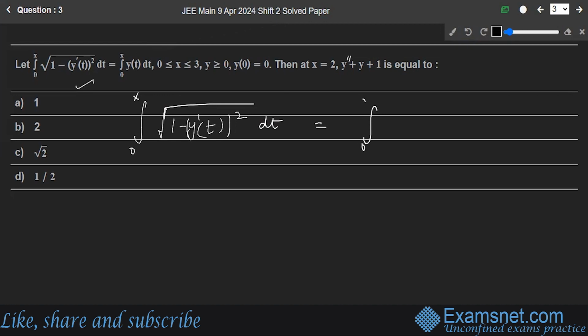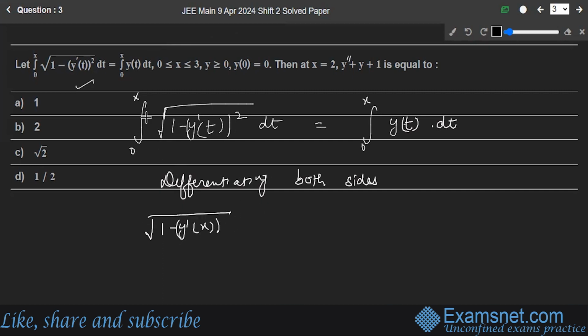dt is equal to the integral from 0 to x of y of t dt. Let's differentiate on both sides. Differentiating both sides, this will turn out to be root of 1 minus the derivative of y with respect to x squared, because the upper limit was x and the lower limit was 0, because you have been given y of 0 is equal to 0, so I'm not writing that. This is equal to y of x. Let's square both sides. This would be 1 minus y dash of x squared is equal to y squared. I'm just writing it as y.